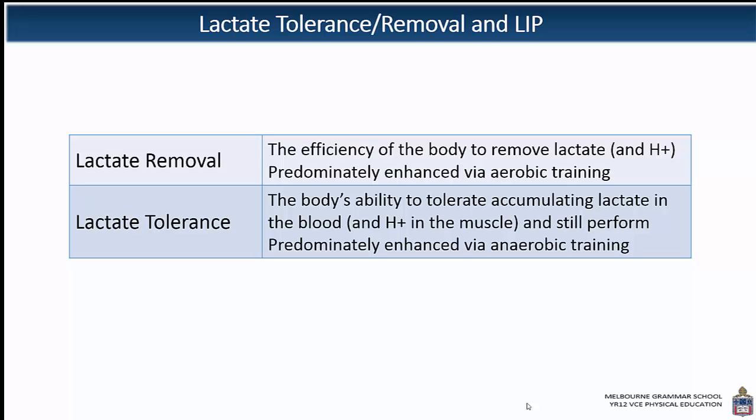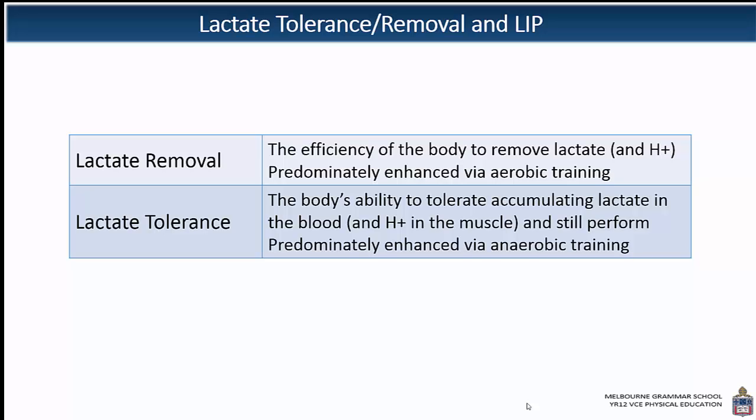Lactate removal refers to the efficiency of the body to remove lactate and the associated hydrogen ions. We know that we always have lactate in our body. It's produced by the anaerobic glycolysis system, and because all energy systems are always working, we always have some. Likewise, we always have some hydrogen. The problem is when hydrogen or lactate build up and we're not able to remove it as fast as it's being produced, because that causes fatigue.